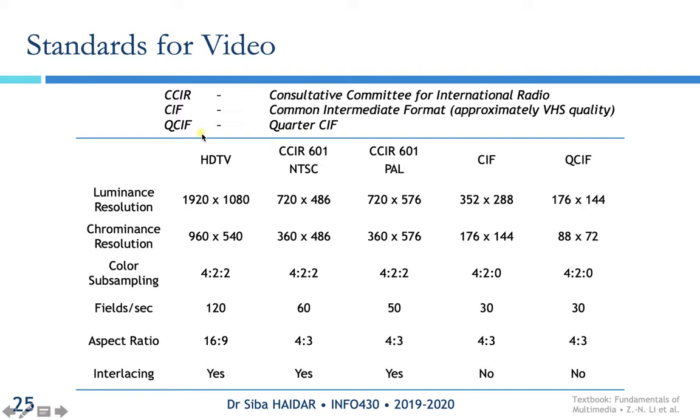This table shows us here the standards for video, and you can see now also that the HDTV came into play. We can see that the luminance resolution is 1920 times 1080 in comparison to the others, and it's a huge resolution. And the chrominance is subsampled because we use the color subsampling 4:2:2. We have 120 fields per second. We have 60 frames per second. It is interlaced and it has the aspect ratio 16:9. So this is now the place of the HDTV inside the table.